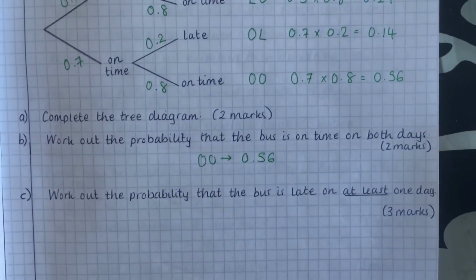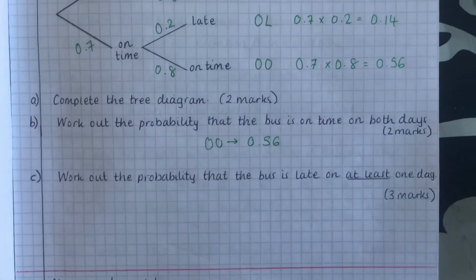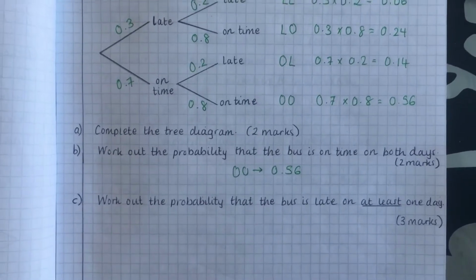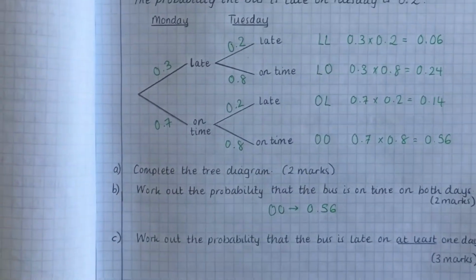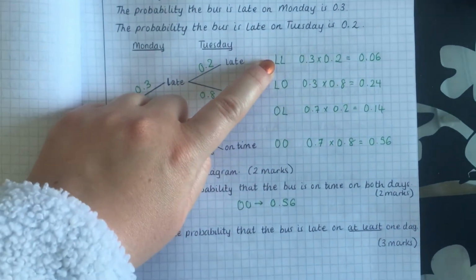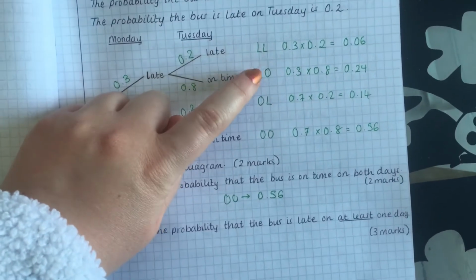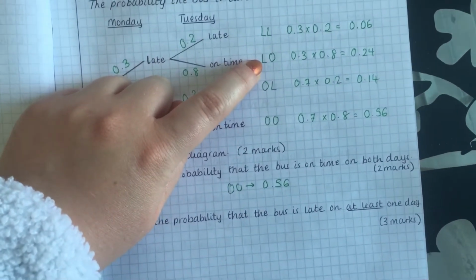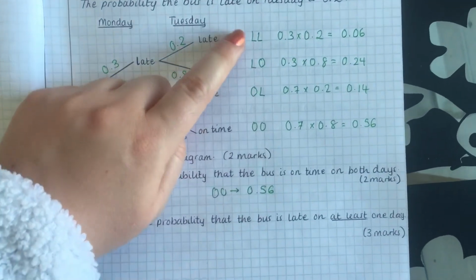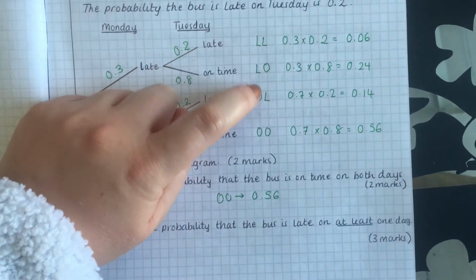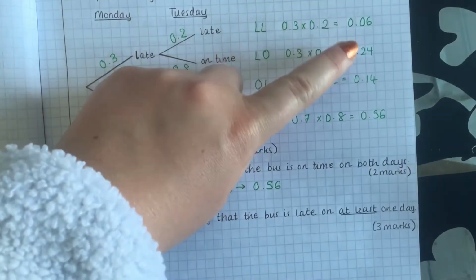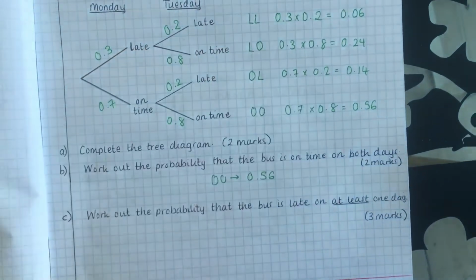Then part C, work out the probability that the bus is late on at least one day. Now at least means that it has to be late on one day or more. So late on one day or more, we've got late and late because that's once or more. We've got late and on time because that's at least 1. And we've got on time and late because that's at least 1. And this obviously has no late. So we want these 3 things. And don't forget, it could be this or this or this. So what we're doing is we're adding up these 3 probabilities.